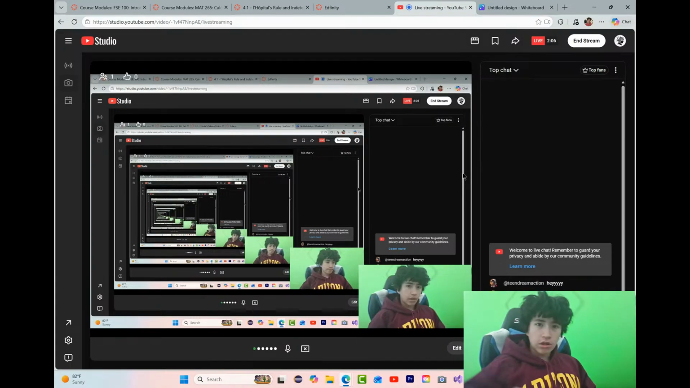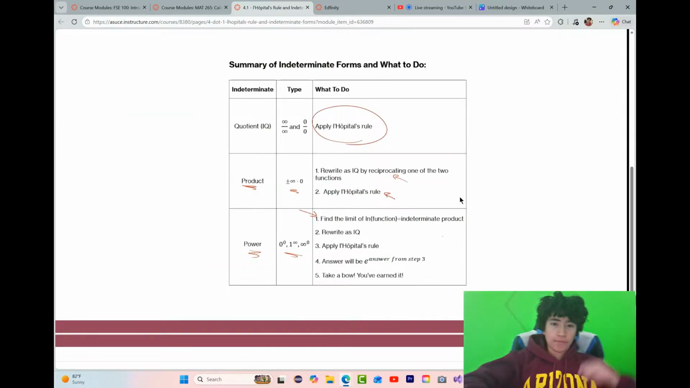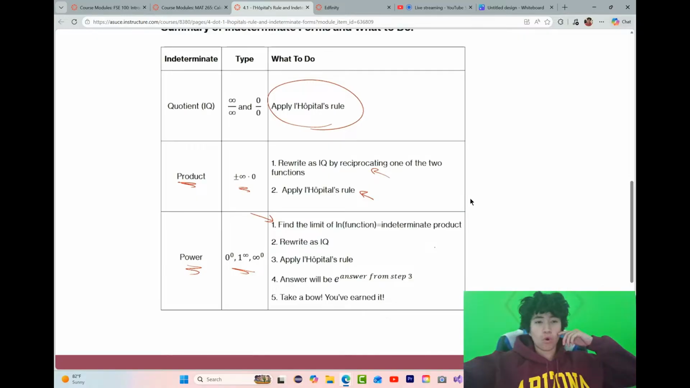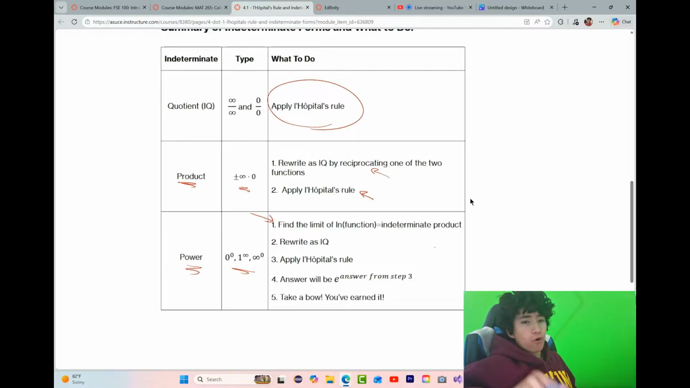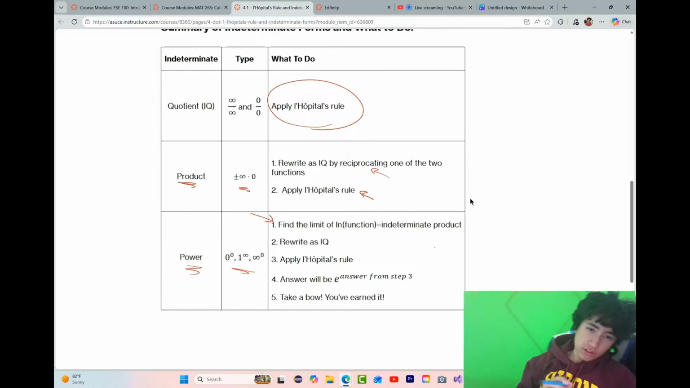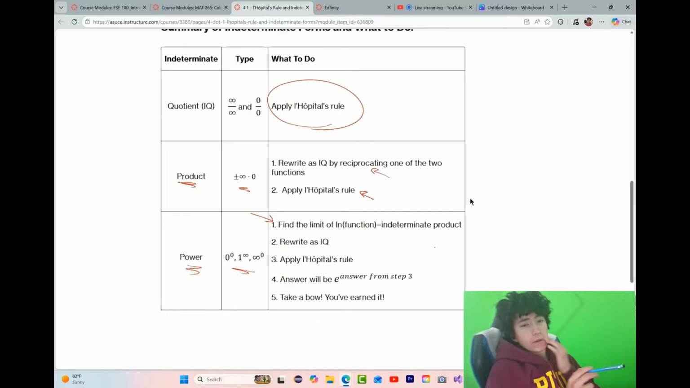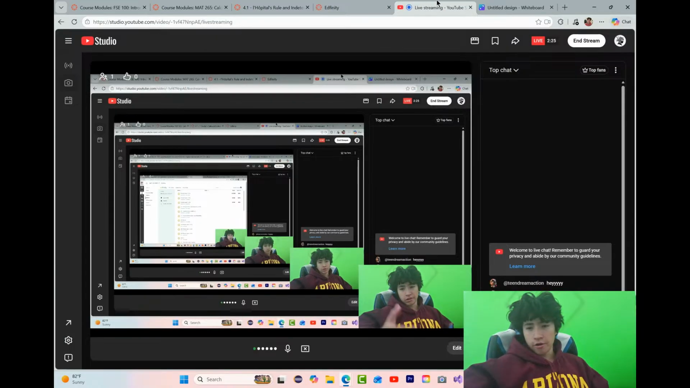Here, let me take out my diagram. Let's give a pretty good summary. So, indeterminate forms. Here's what we have. We can have an indeterminate form as a quotient, which is where we have infinity over infinity or 0 over 0. And okay, you know what? I'm not gonna explain this. It's fine. I don't think you guys care.